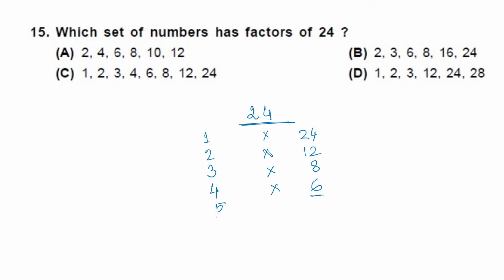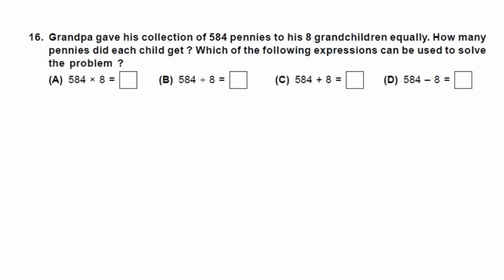Well, 5 is not an option and 6 is already here, so we stop. That means the factors are 1, 2, 3, 4 and then 6, 8, 12, 24, which we find in option C. So this is the best way to find your factors rather than going on numbers randomly. Let's go to our next question.